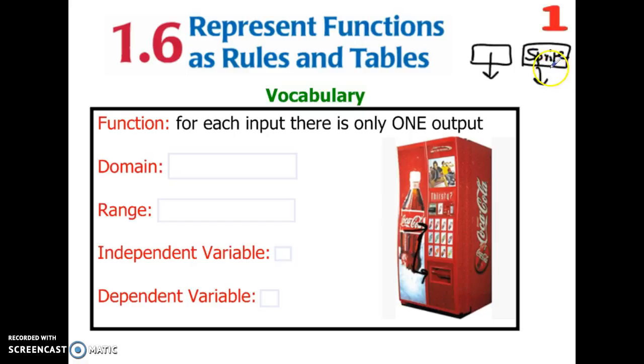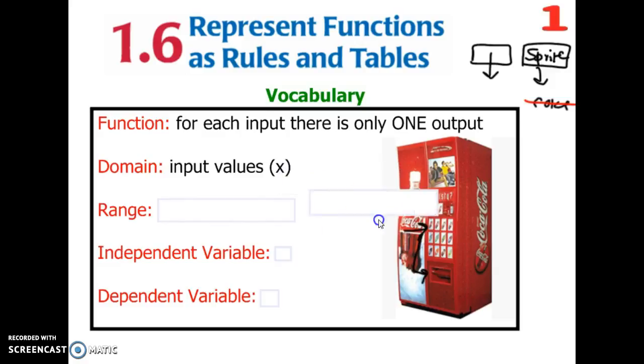If I push this button that says Sprite and I get out a Coke, well, that's not supposed to happen. That would not be a function. Okay? So a function is for every input there is only one output. Just like whatever button you push, you should get one thing out.